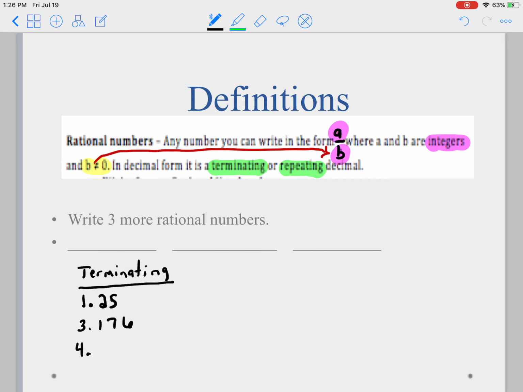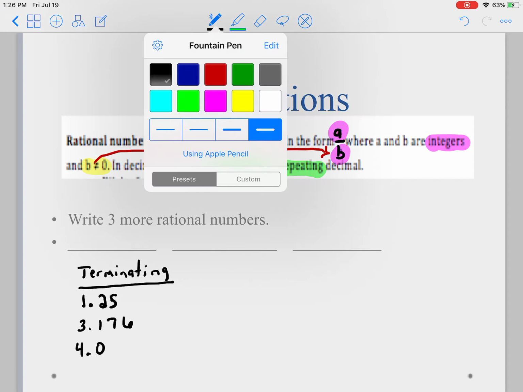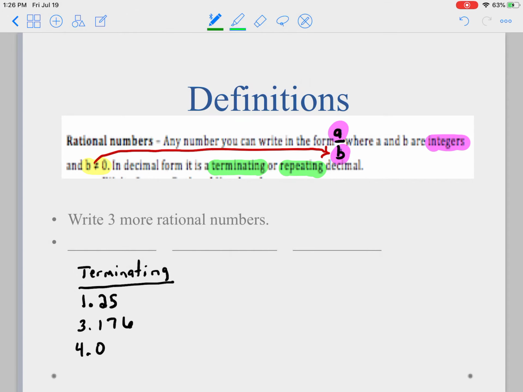Another example, what if I were to say 4.0? Well, 4.0 is also a terminating decimal. But what is it also the same as? You may be familiar with the ability to drop the 0 because it does not add any additional value to that 4, and we could have just as easily written it as 4.